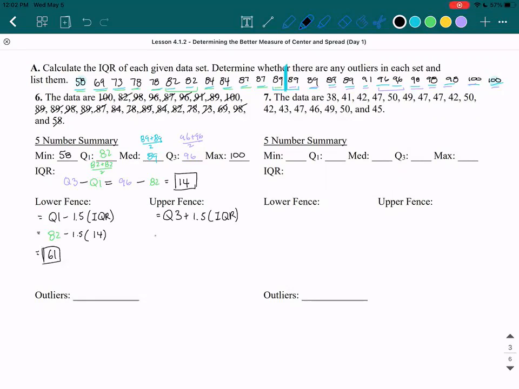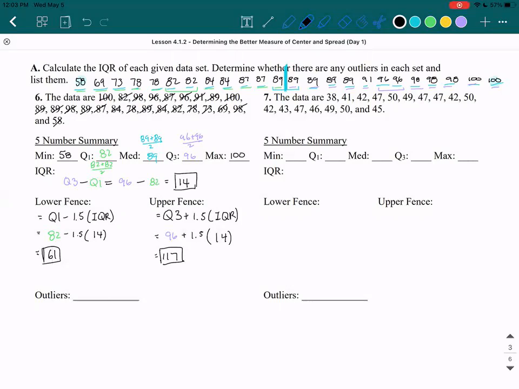Let's calculate our upper fence. So we have our Q3, which was the purple number, 96, plus 1.5 times our IQR. Remember, our IQR is 14. So I'm going to do 96 plus 1.5 times 14. And I get 117 as my upper fence.